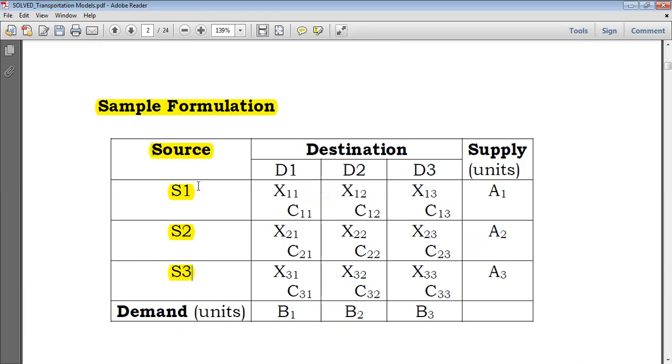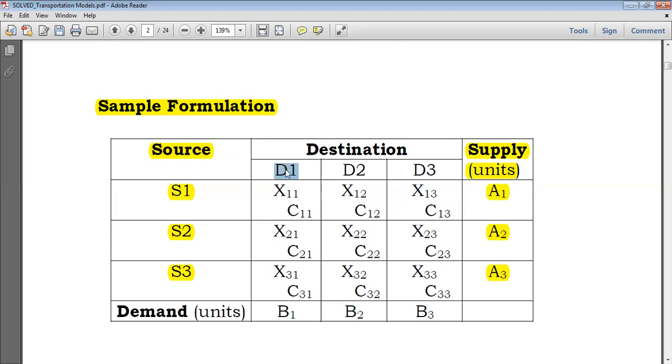All right, each source has its capacity to supply. Source 1 has the capacity to supply A1 units. Source 2 has the capacity to supply A2 units. And let's say source 3 has the capacity to supply A3 units. So that's why we call this one supply. But also, apart from supply, we will have destinations because we are supplying somewhere. We are supplying from sources to the destinations so as to fulfill the demands of destinations.